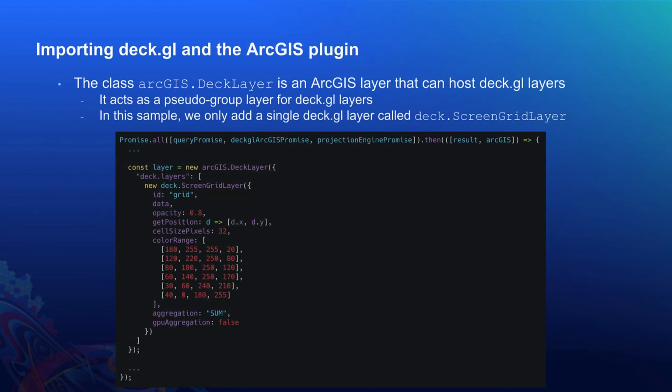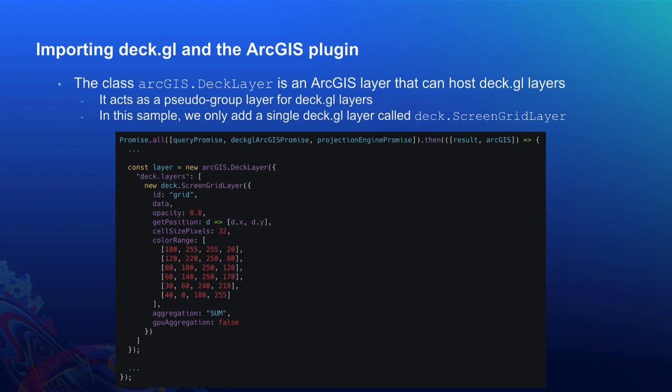Then we create an instance of ArcGIS deck layer. This is an ArcGIS layer that can be added to a map and that can host deck.gl layers and render them using deck.gl. Basically it acts as a pseudo group layer for deck.gl layers. In this sample, we only add a single deck.gl layer called screen grid layer.